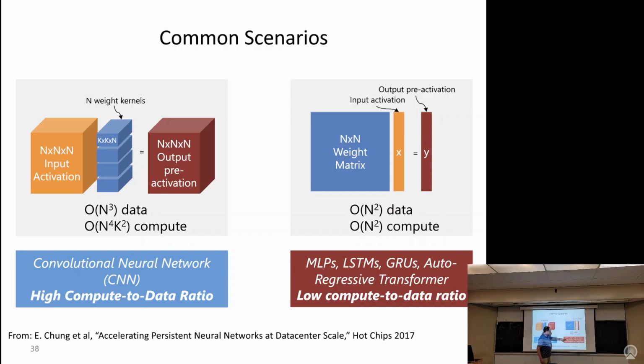If we go to most of the other models, so MLPs, LSTMs, graph neural networks, and the autoregressive part, where they generate one token at a time, they're basically matrix vector multiply.